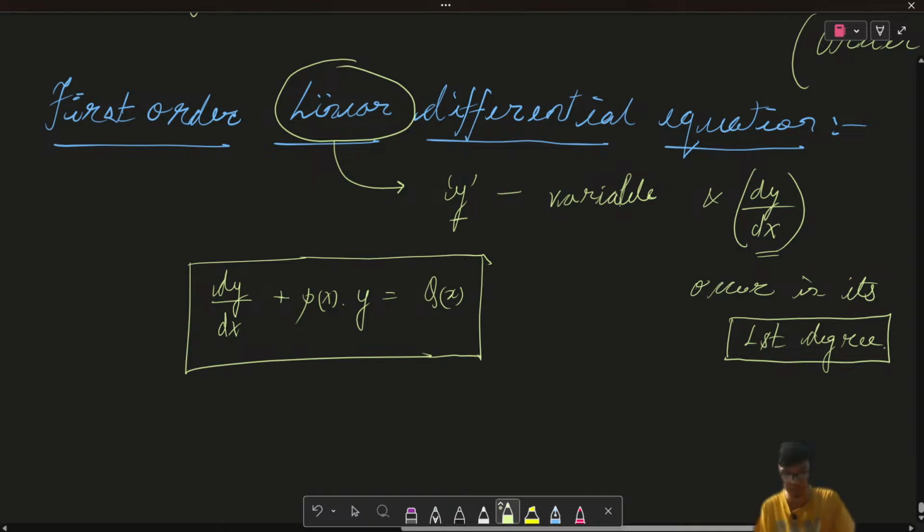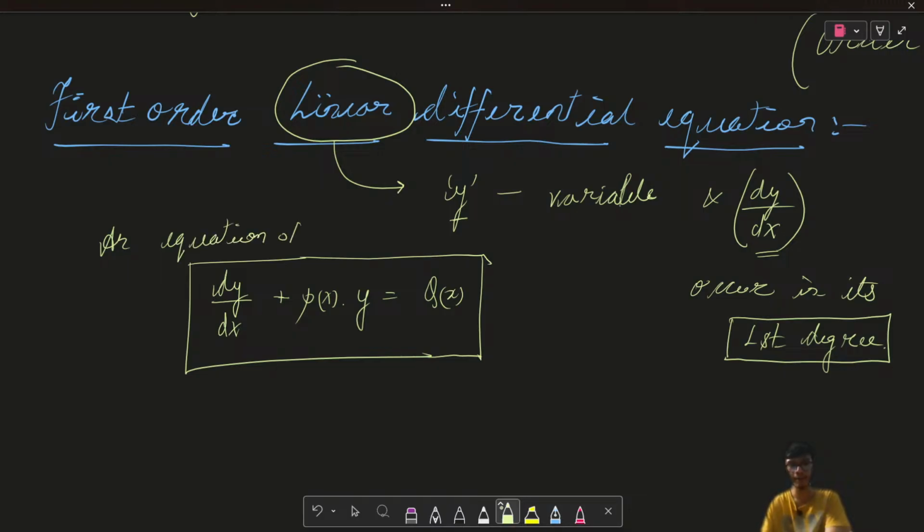So this form of differential equation, so any equation of this particular form, dy by dx plus P(x) multiplied with y is equal to Q(x), such a form of differential equation is basically known as a linear differential equation of first order and first degree, right?